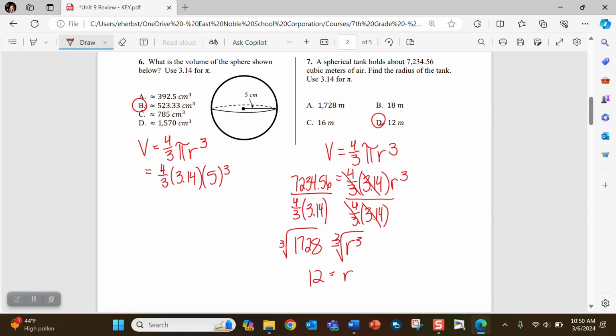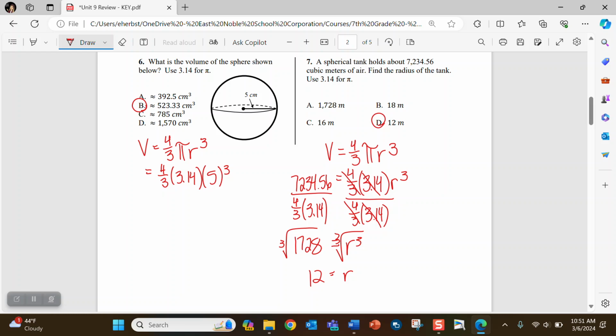Question 6, the answer is B. Question 7, the answer is D. In 6, we're using the formula for volume of a sphere, 4/3 pi r cubed, plugging 5 in for the radius, and we get about 523.33 centimeters cubed.